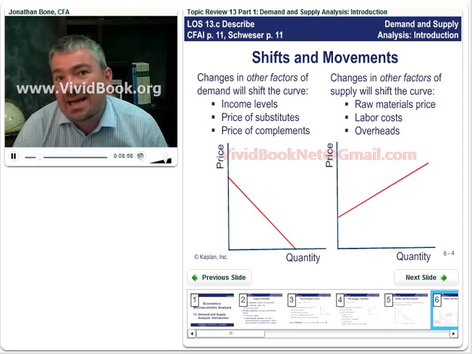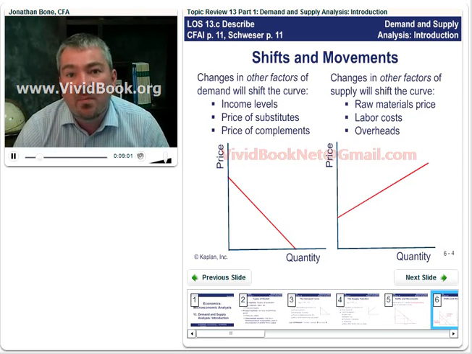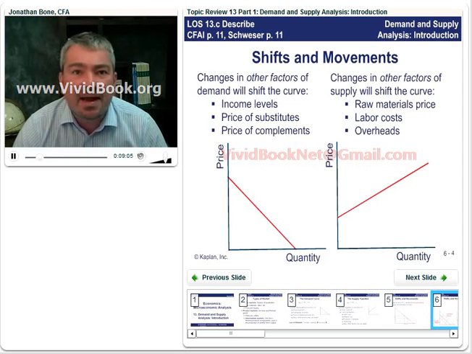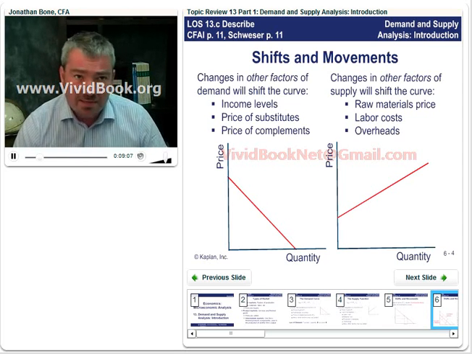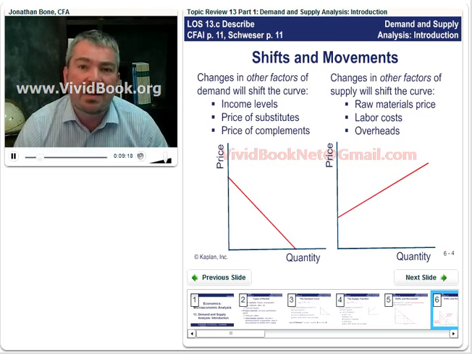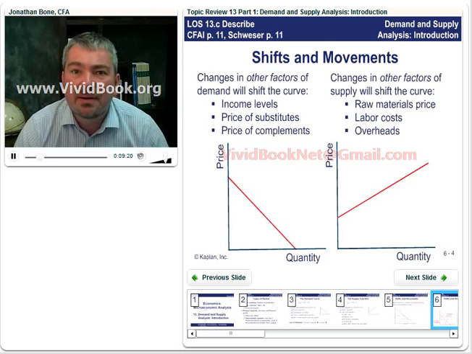Now, of course, as income levels rise, we'd expect more to be demanded at any given price. We'd expect the demand curve to shift outwards. If income falls, we'd expect less to be demanded at each price. The demand curve shifts downwards. Price of substitutes. As they rise, we'd expect more to be demanded at any given price for our product. In other words, the demand curve will shift outwards.